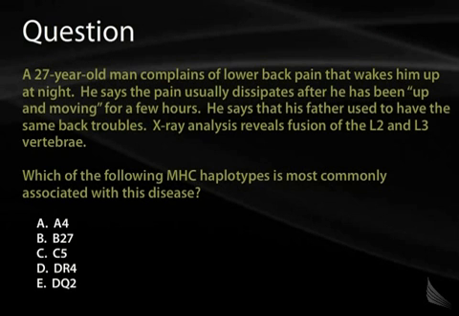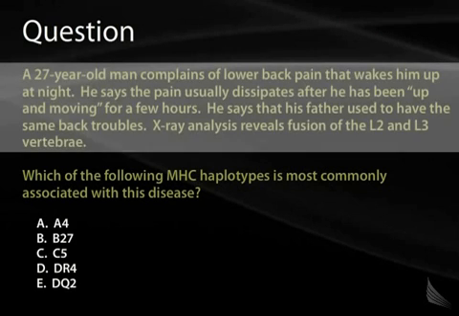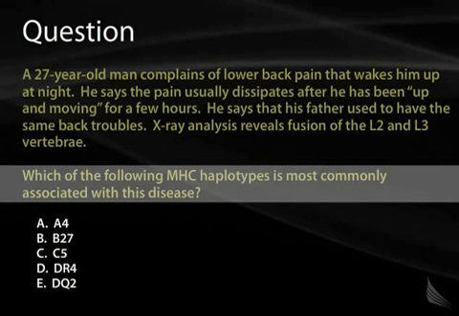So here's how you might see an autoimmune type question on the boards. A 27-year-old man complains of lower back pain that wakes him up at night. He says the pain usually dissipates after he has been up and moving for a few hours. He says that his father used to have the same back troubles. X-ray analysis reveals fusion of the L2 and L3 vertebrae. Which of the following MHC haplotypes is most commonly associated with this disease? Is it A, A4, B, B27, C, C5, D, DR4, or E, DQ2?